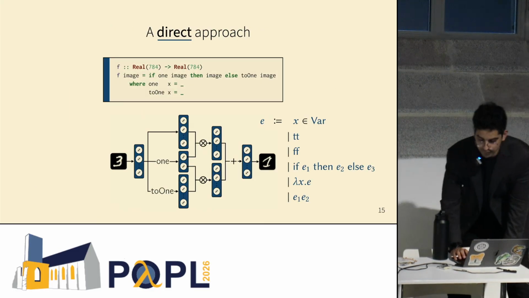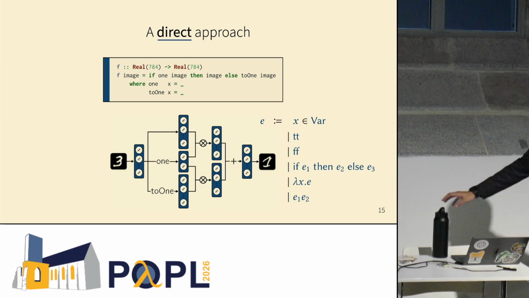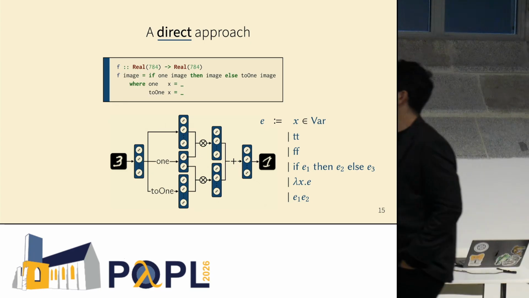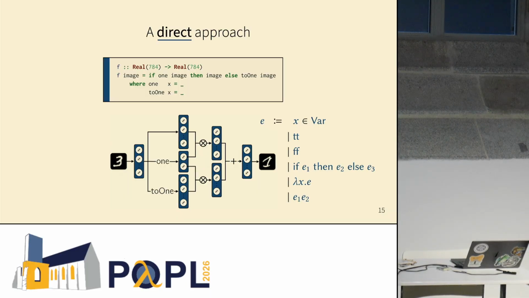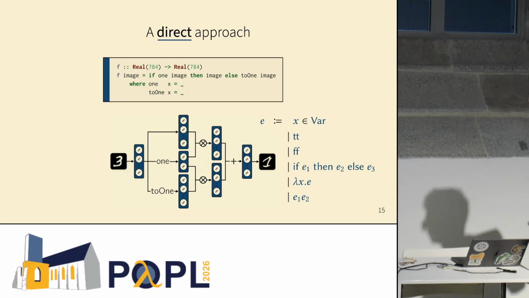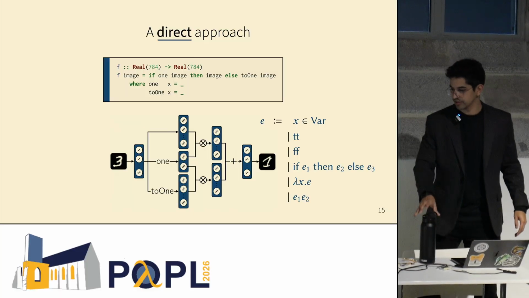Right, yeah. So what I was wondering is where does linearity come in here? Because image is being used in the scrutiny and then in the branches as well. So that was my question. Yeah, this is a great question.